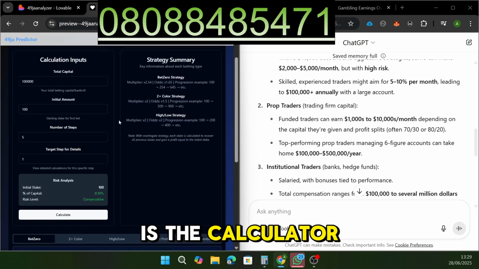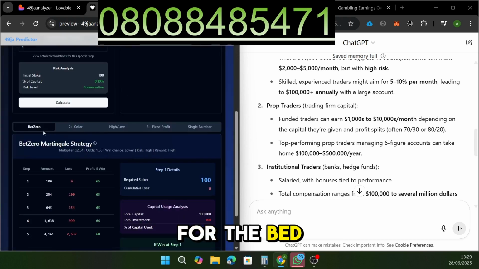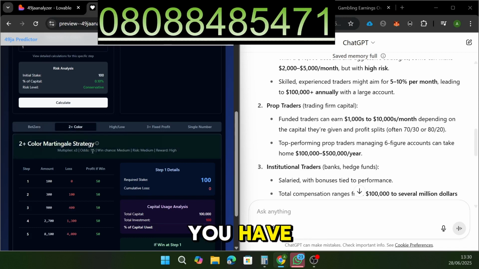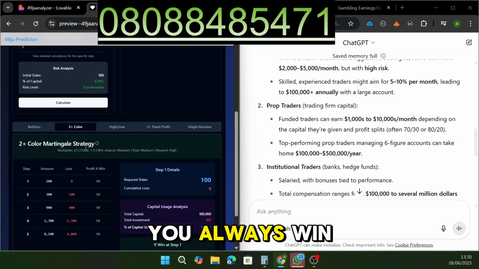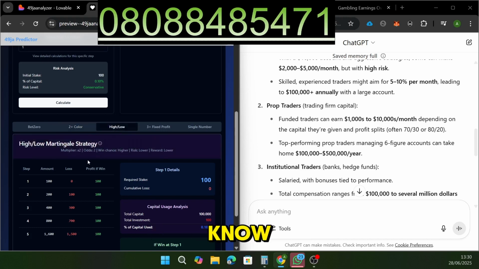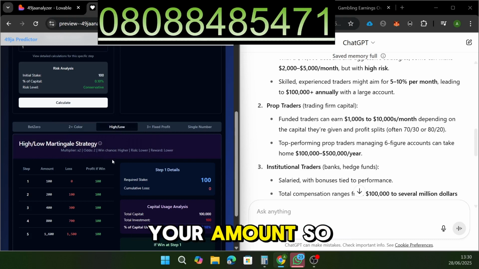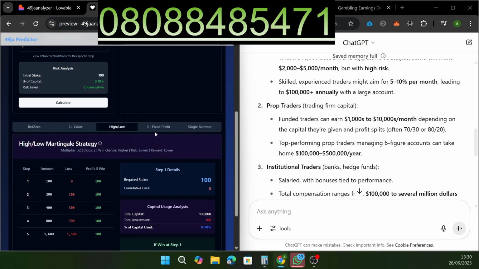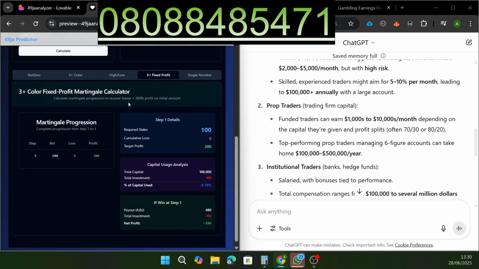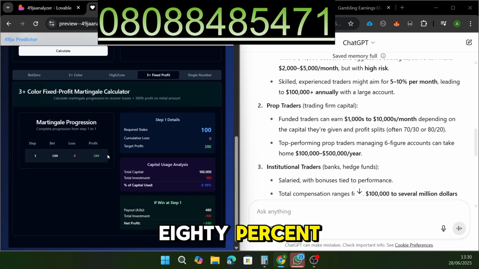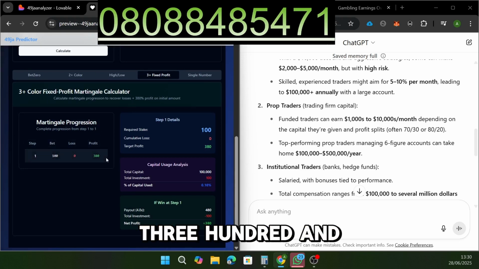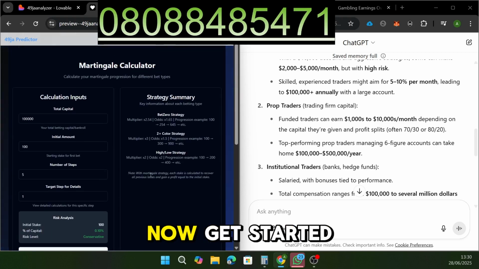Okay, this is the calculator here. For the Bet Zero calculator, the risk to reward is 65%. So anytime you win, you always win back 65% of your money. For the 2+, you have 50%, so anytime you win, you always win 50%. For the high low, you always win 100% of the amount. For the credit plus, you have 380%. Anytime you win, you always win 380%. So now let's get started.